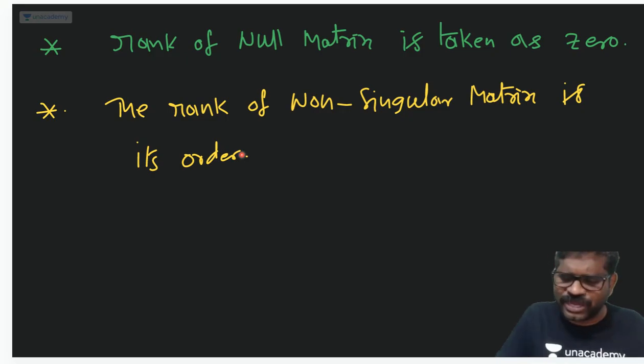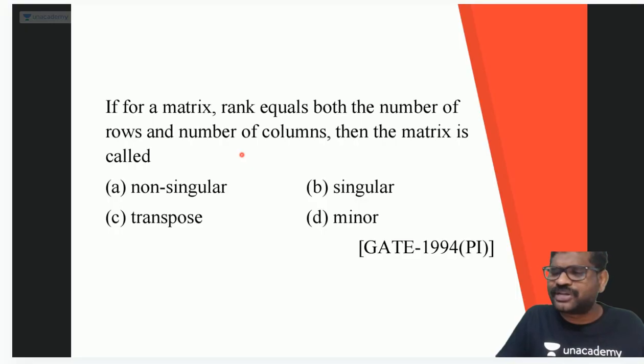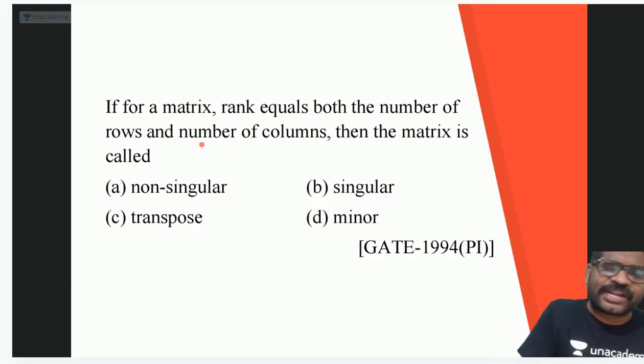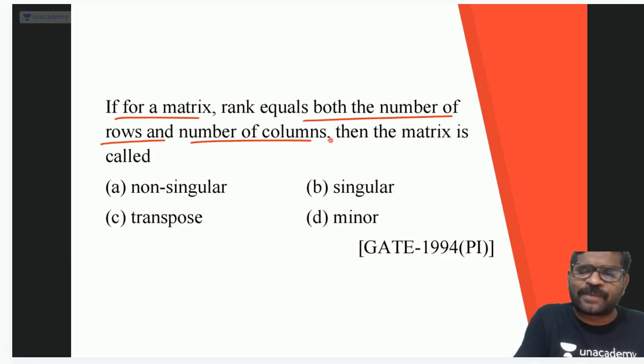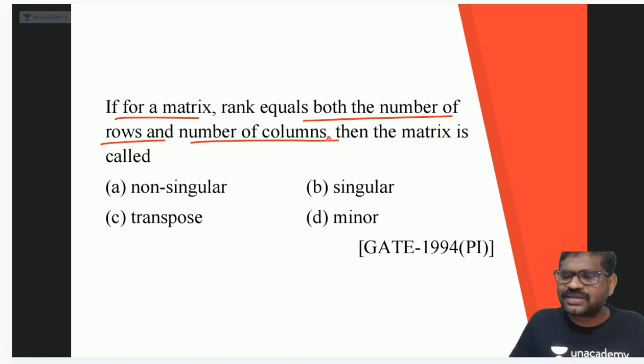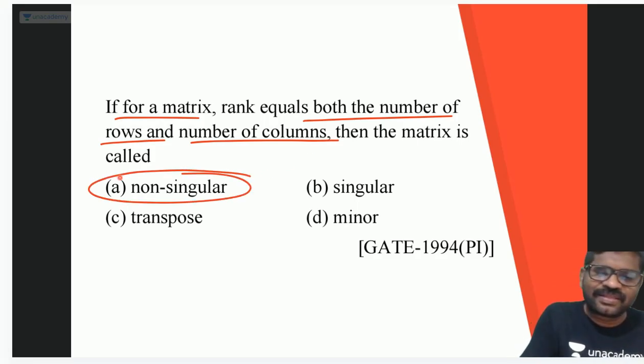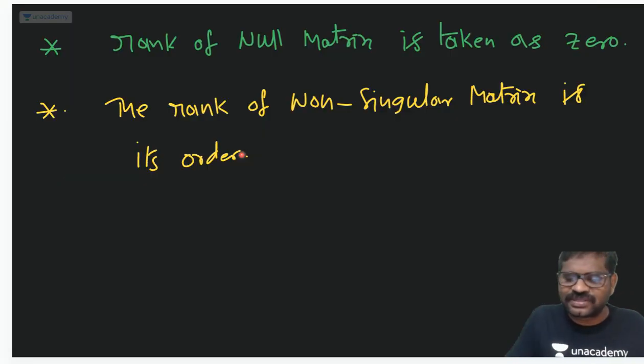Same question you have, previous GATE question. Observe in 94. For a matrix, rank equals both the number of rows and the number of columns. Which one of the following? Any matrix with rank equal to number of rows equal to number of columns is nothing but a non-singular matrix, based on this property. Okay, next.